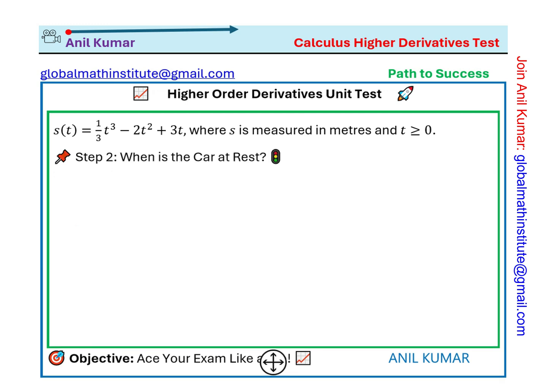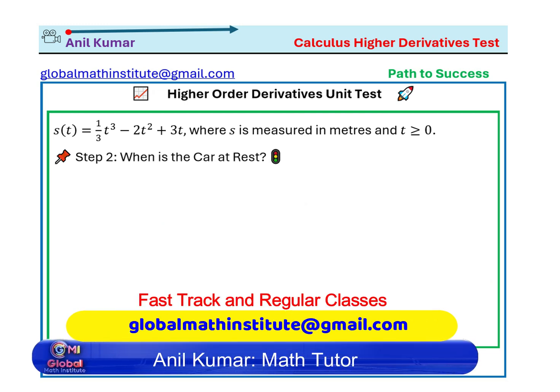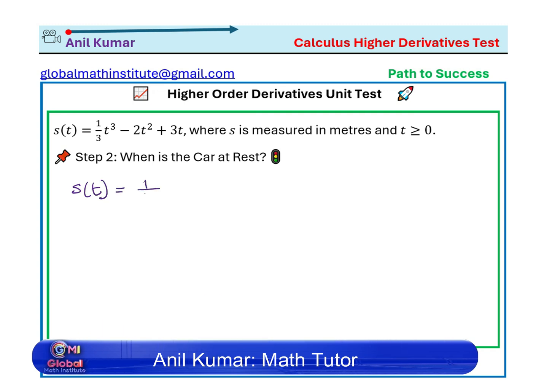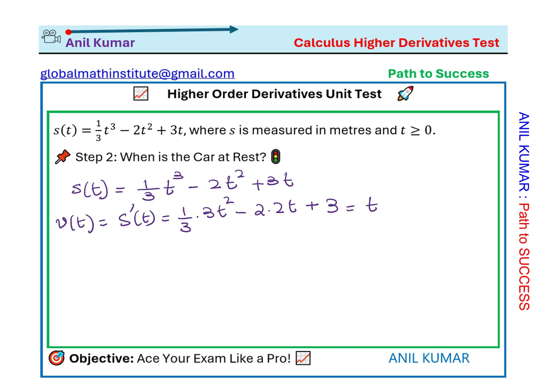Now, second question was, when is the car at rest? For the car to be at rest, velocity should be 0. So we'll now find the derivative of the displacement function, s of t equals one third of t cubed minus 2t squared plus 3t. So velocity, which is the derivative of displacement, will be one third times 3t squared minus 2 times 2t plus 3, right? Which is t squared minus 4t plus 3.